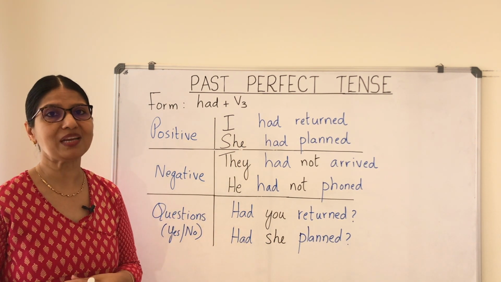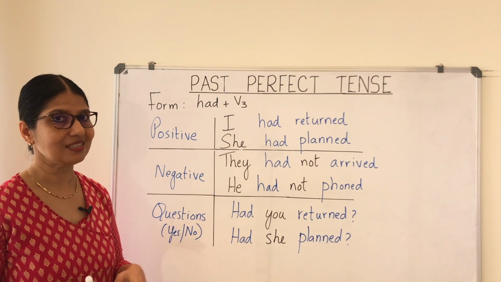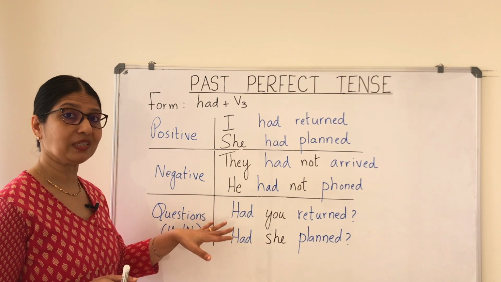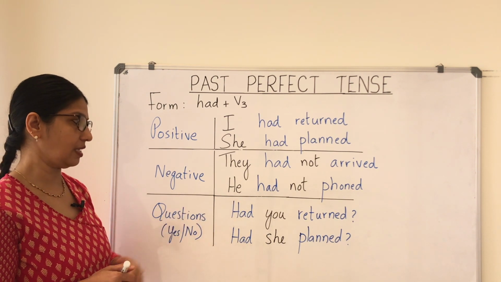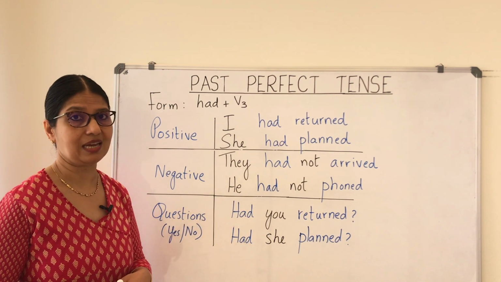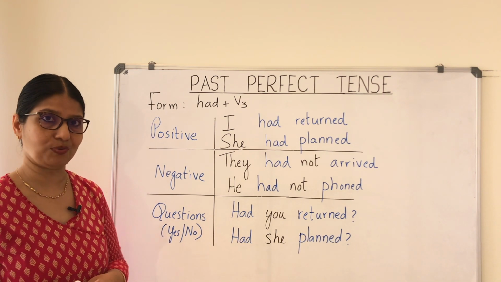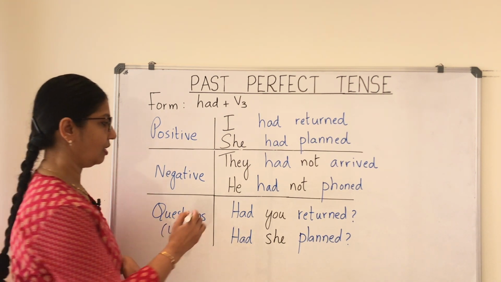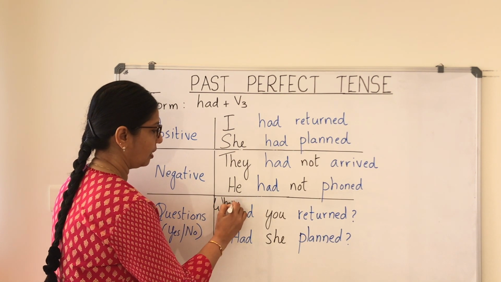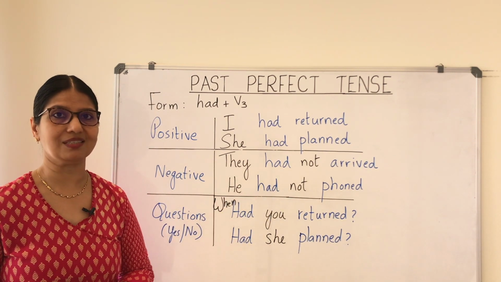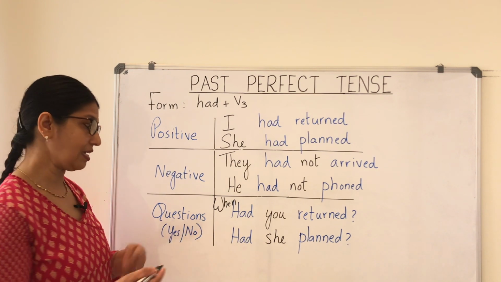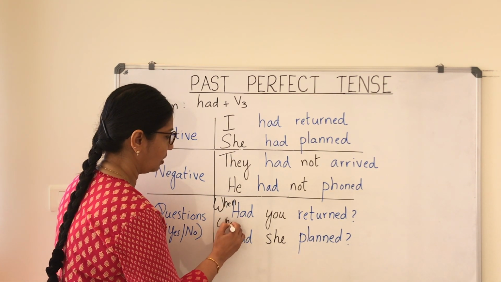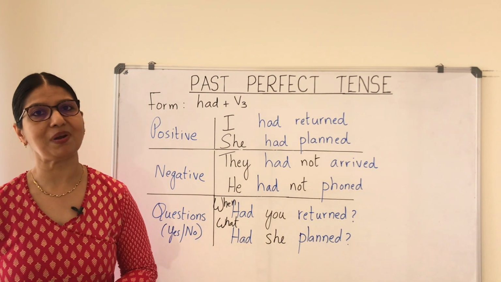And how do I make a WH question? I just add the WH word that I need here in front of the yes or no question. So in this case, had you returned? And maybe I'm talking about a time that you returned. And then I may say, when had you returned? Or here in this case, had she planned? And I can ask the question word, what had she planned?